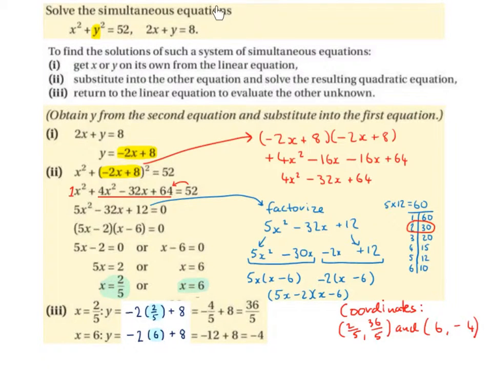Solve the simultaneous equations x squared plus y squared equals 52 and 2x plus y is equal to 8. To find the solutions of such a system of simultaneous equations, we do these 3 steps.